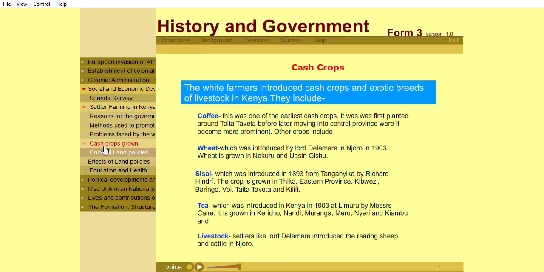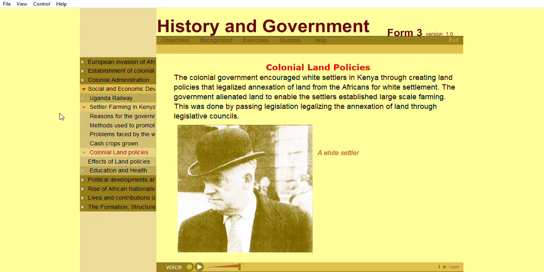Livestock was introduced by settlers like Lord Delamere. He introduced the rearing of sheep and cattle in Njoro. The colonial government encouraged white settlers in Kenya through creating land policies that legalized the alienation of land from the Africans for white settlement. The government alienated land to enable the settlers establish large-scale farming. This was done by passing legislation legalizing the annexation of land through legislative councils.